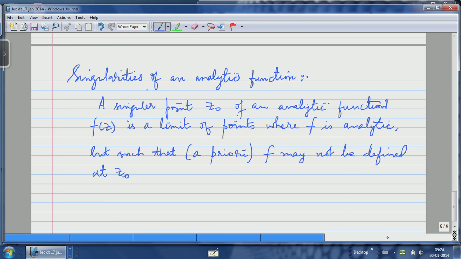Look at this definition very carefully. It says that a point z naught in the complex plane is a singular point for an analytic function if it is a limit of points where the function is analytic, but at that point itself, the function may not be defined. The phrase a priori means to begin with, or in advance. You don't know whether f is defined at z naught, or whether f can be defined at z naught. So a singular point is a point outside the open set where the function is defined, and the question is how the function behaves close to that point.